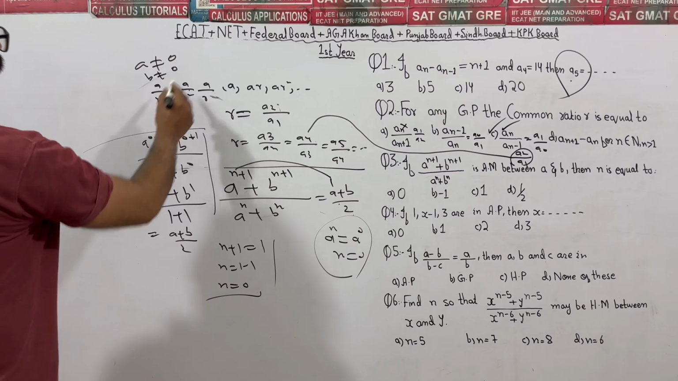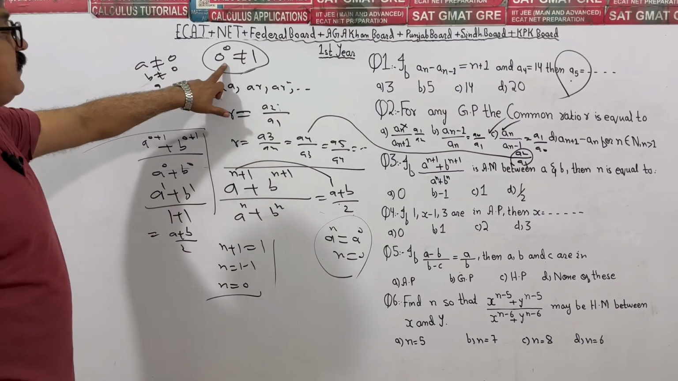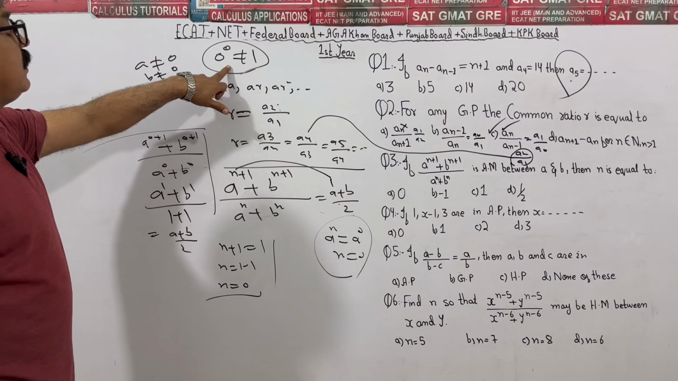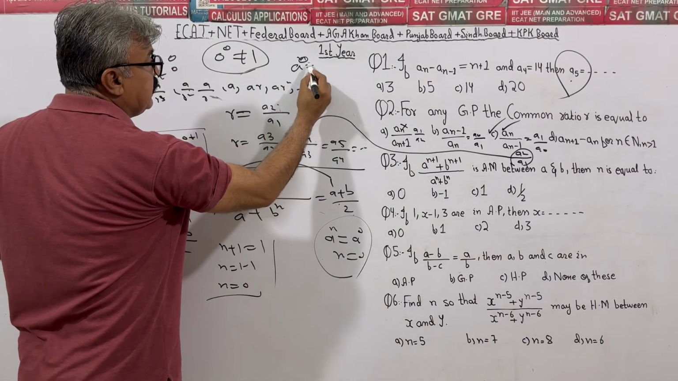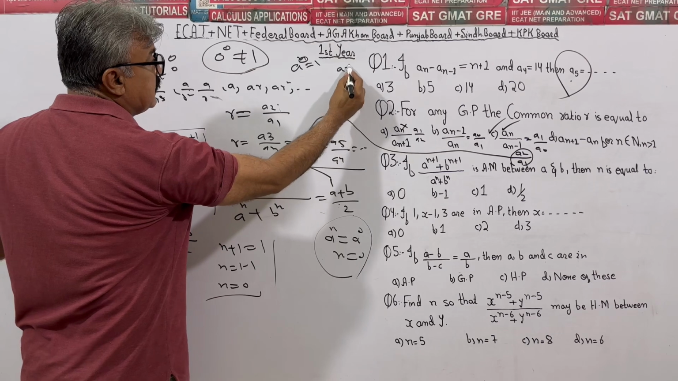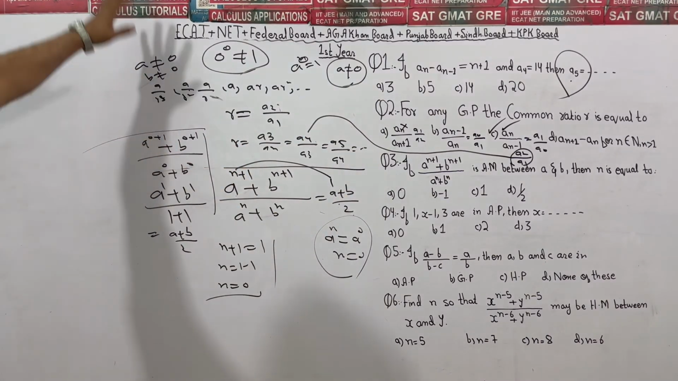Don't take it for granted. 0 power 0 cannot be equal to 1. It is an indeterminate form. 0 raised 0 cannot be equal to 1. Any non-zero quantity having 0 power is equal to 1. We have clearly and explicitly mentioned that a is not equal to 0. Then it is equal to 1. Okay.